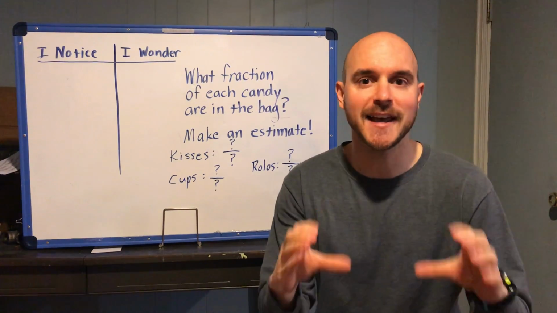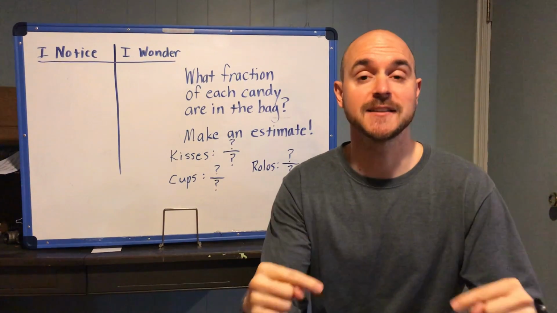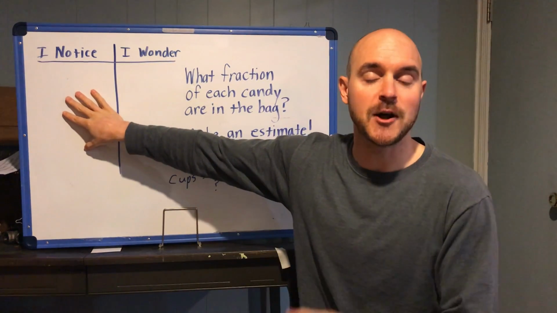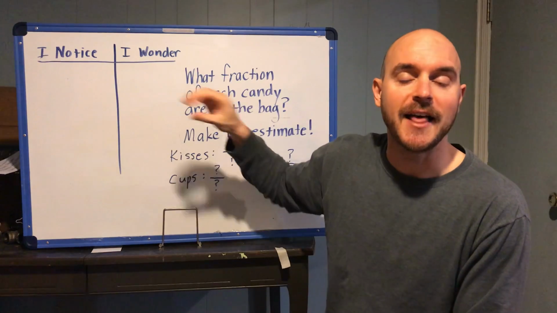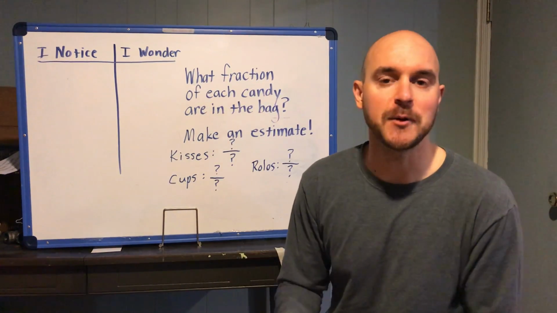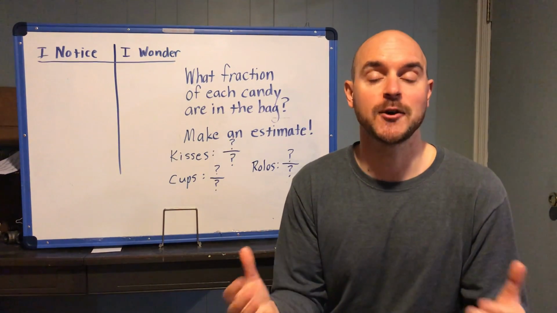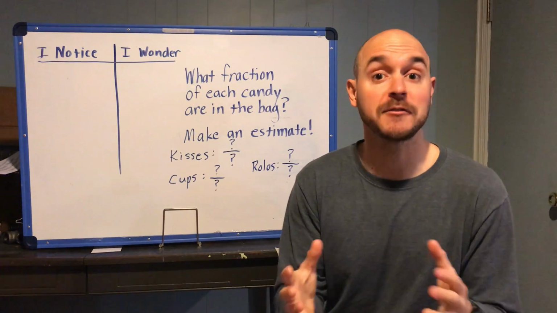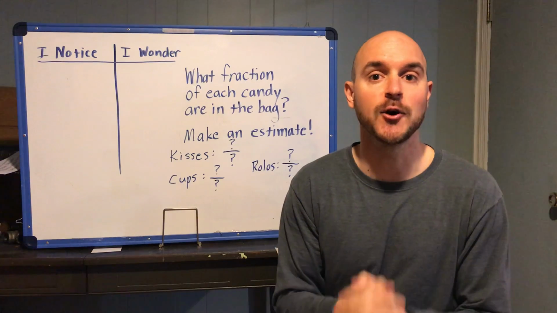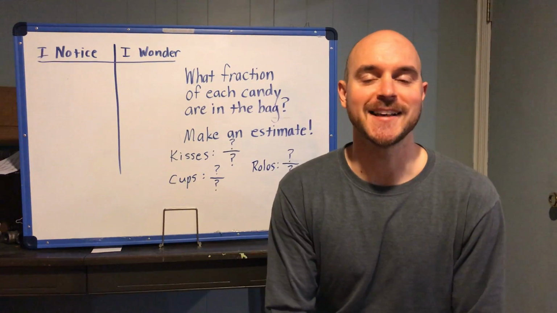So I encourage you, stay on pace with us. Act 1. Watch the video clip. Again, the link is in the description below this video. Write down, what do you notice just from watching the clip? What do you wonder? And then make your estimate. What's the fraction of each candy that we find in the bag? And in order to do that, one part of your estimate is how many total pieces of candy are in the bag. You'll have to figure out how that plays a role in coming up with these 3 fractions. Those will be your estimates to get started this week. And then we'll keep moving on as the days progress.